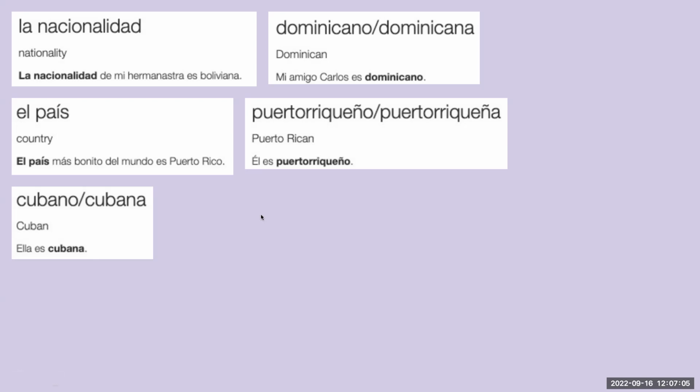As I mentioned before, we do not capitalize nationalities. We capitalize the name of the country, like Puerto Rico, but the nationality, as you can see in this sentence here, is not capitalized.